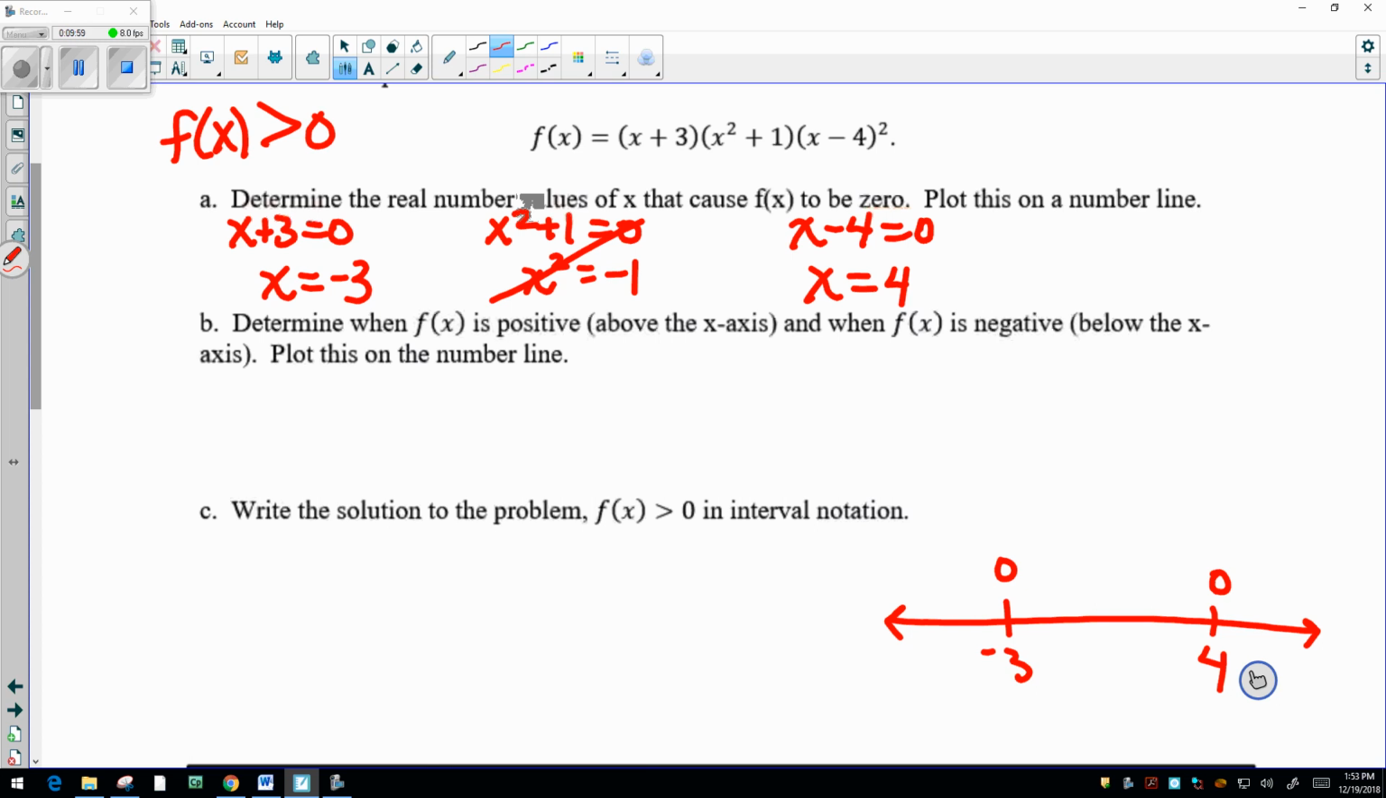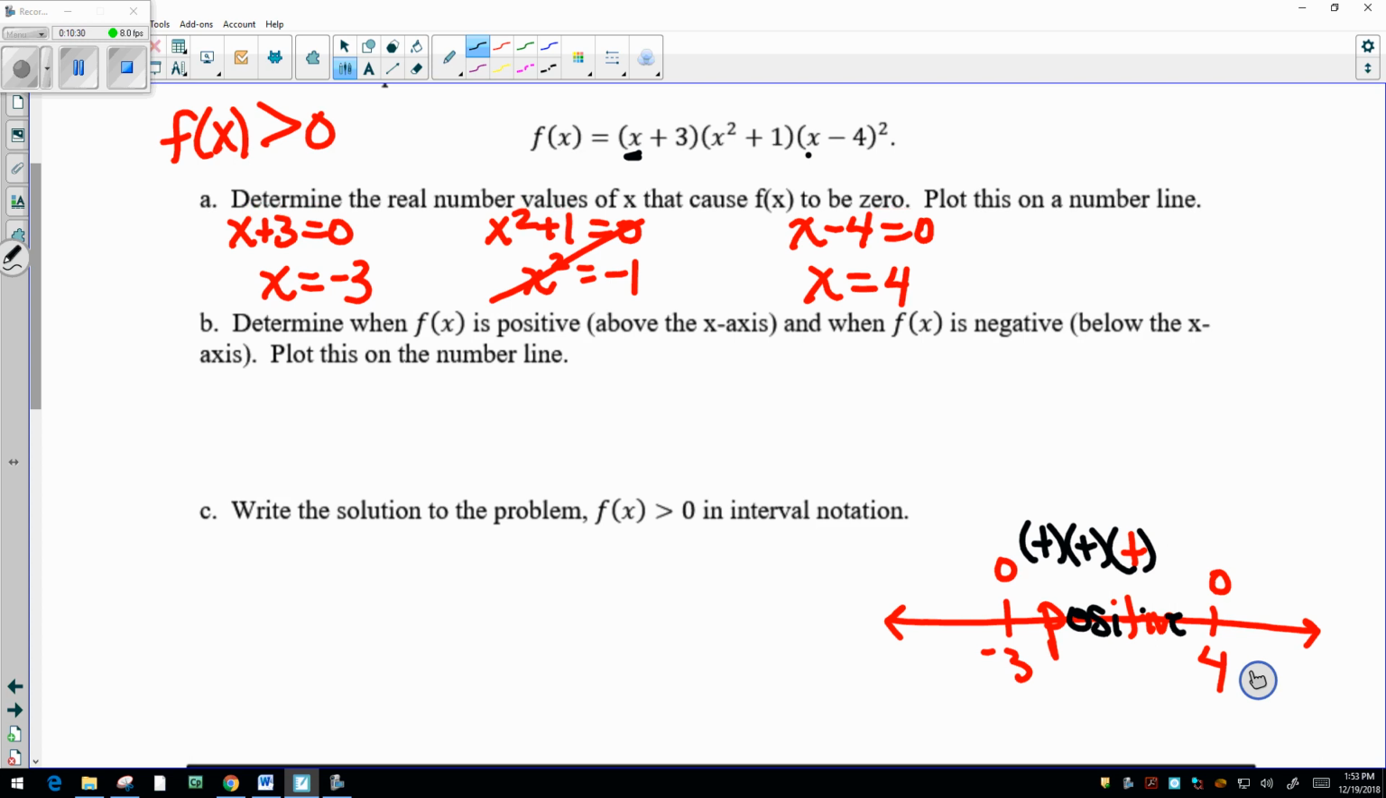So let's just try 0. 0 is always a nice one to start off with. So if I plug 0 into this first factor, 0 plus 3, that's going to give me something that's positive. 0 squared plus 1 is also going to give me something that's positive. 0 minus 4 is negative, but when I square it, it turns positive. So if I think positive times positive times positive, that means this whole middle section of my graph is positive.